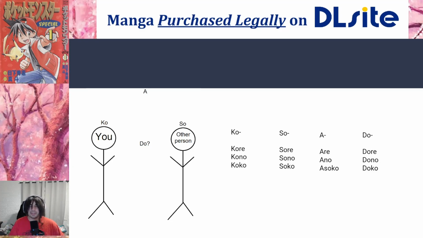A words usually get translated as something like over there or that over there, which make them a little bit close to so, but it's usually going to be something that you have to like point to the other person to get across where exactly it is. Finally, do words are going to be like question words, like which one or where something is, so on and so forth. Do is going to be questions.